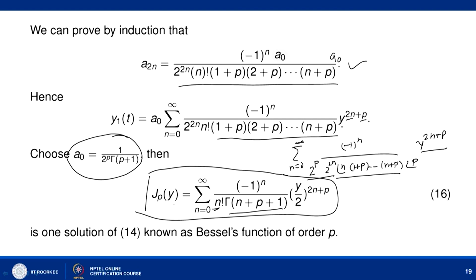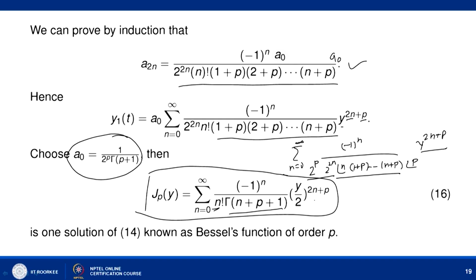So, here using the value of A naught as this, we have the expression for J_p(y) given as: sum n equal to 0 to infinity (-1)^n divided by n factorial gamma(n + p + 1) (y/2)^(2n+p). So, this is the expression for Bessel's function of order p, and this value A naught which we have taken, we can obtain using the orthogonal property of Bessel's function. When we study this Bessel's function of order p, there you can understand how to find out this A naught value. Since it is valid for any A naught, in particular if we take A naught as this value, then this will take a simpler form, which we write as Bessel's function of order p.